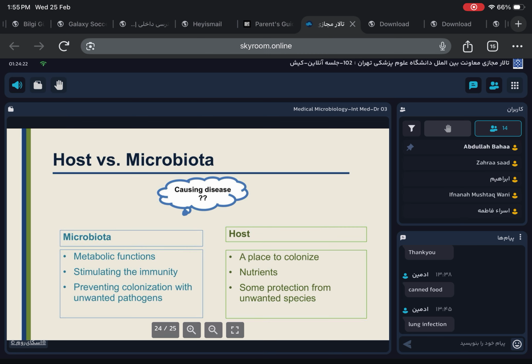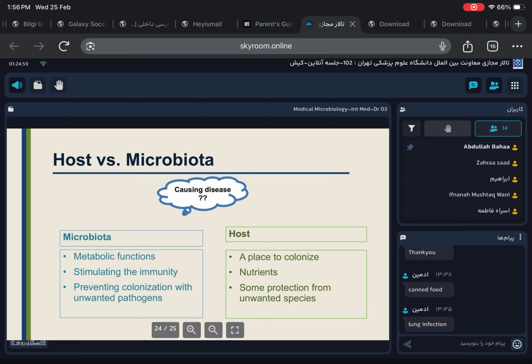So the question here is, are microbiota able to cause disease or not? The answer to this question is yes. If microbiota leave the site where they are supposed to be and enter into the sterile body sites, yes, they can cause disease. So they are safe as long as they stay where they are supposed to be. But when they enter into the sterile body sites, they can cause infection.